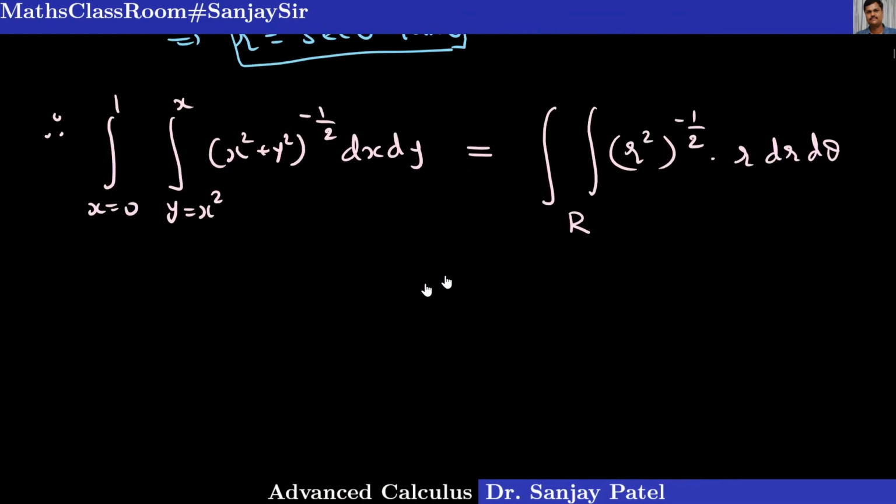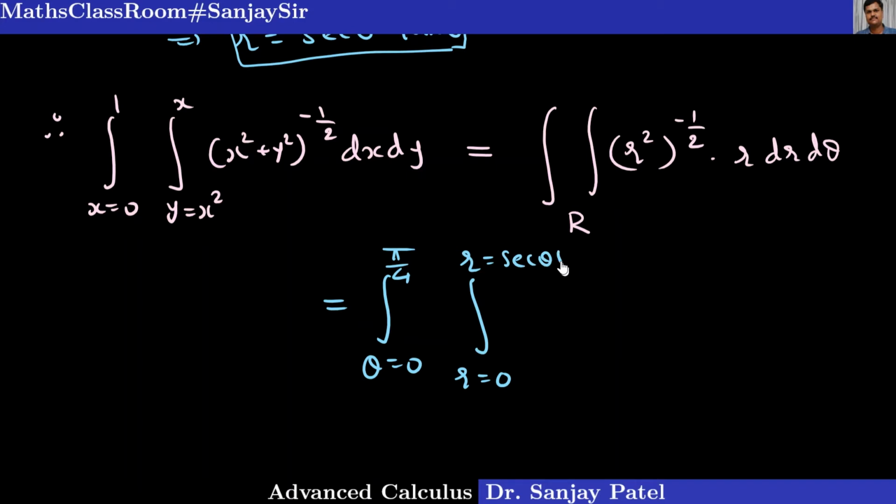So I can write this integral as the integral theta is equal to 0 to pi by 4. I want to integrate with respect to r first. So integral r is equal to 0 to r is equal to sec theta into tan theta, and this becomes r raised to minus 1 into r into dr.